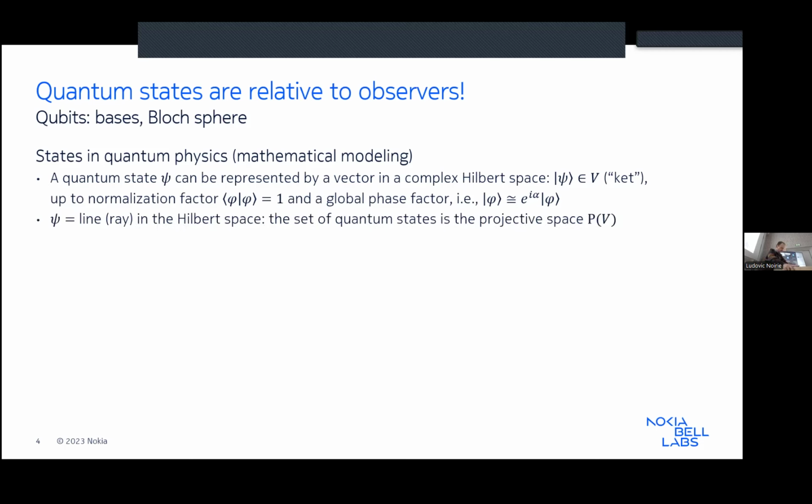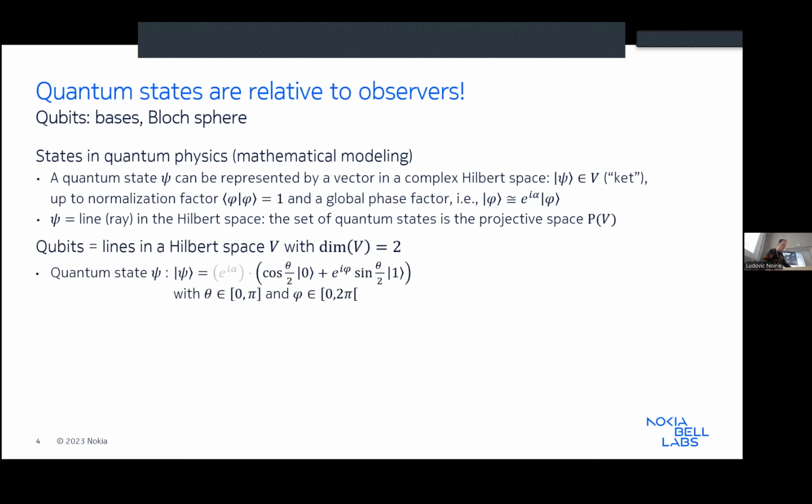So psi, the quantum state, is a line in the Hilbert space, and the set of the quantum states is what we call the projective space, because the set of lines in a vector space is the projective space. Qubits are simply lines in a Hilbert space of dimension 2. The smallest one that is interesting; in dimension one, there is nothing to say.